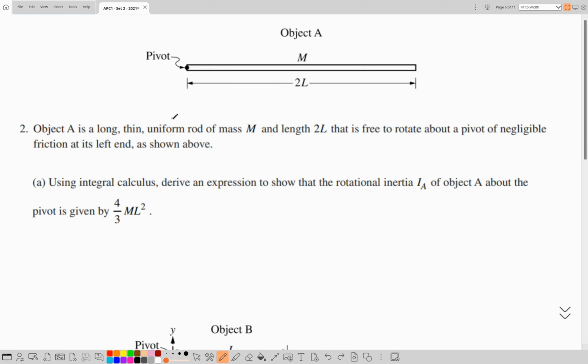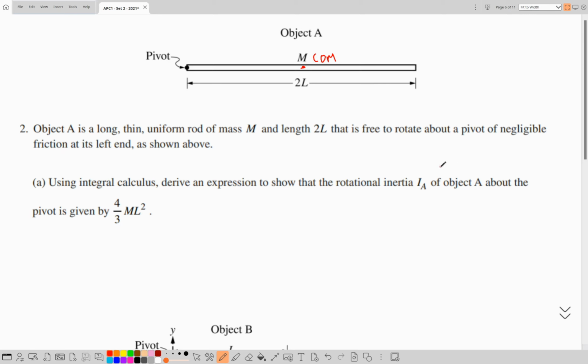This is important, which means that the center of mass is located geometrically at the center. This is the center of mass, located at the geometrical center. The mass is m and has a length 2L. This is tricky because we're used to the rod being of length L, but now they're giving us 2L. It's free to rotate about a pivot of negligible friction at its left end as shown above. Negligible friction means that we can use the conservation of energy.